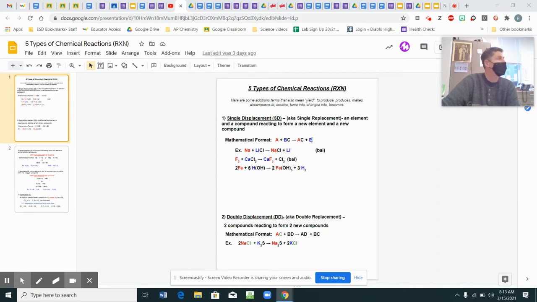Remember, law of conservation of mass. All I can do is rearrange the format. I can't get rid of them. So if we put them together, Na plus LiCl creates NaCl plus Li. I color-coded. So A is Na, B is Li, C is Cl. And I showed you that I swapped over. Notice I swapped the Na and the Li.